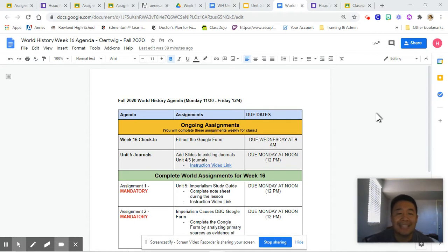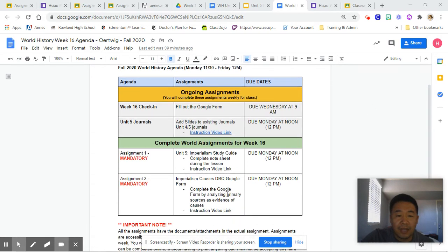So we're going to be looking at assignment number 2, and that is Imperial Causes and the DBQ, which is a document-based question. This is actually on a Google form, and it's going to be a good amount of writing. But you have a week to complete it, and we're going to be discussing the causes throughout the week as we look at imperialism as a whole and introduce you to the concept. So let's go ahead and look at what we need to do.